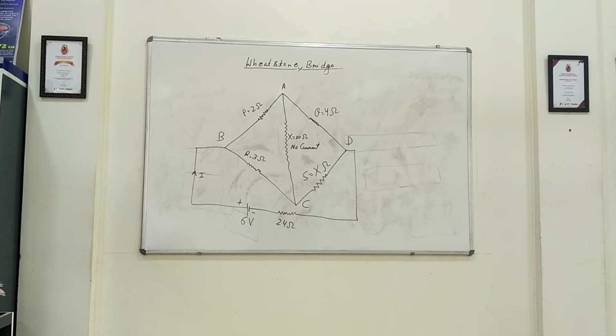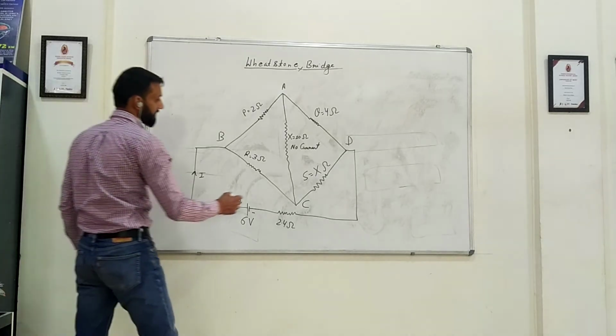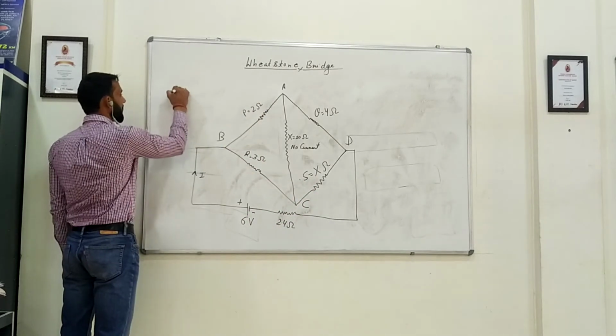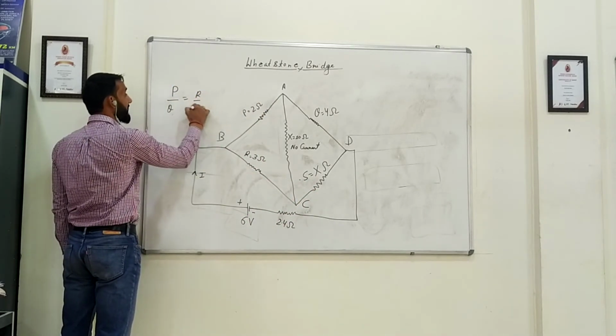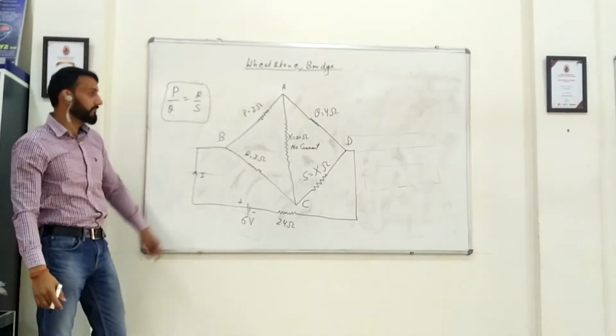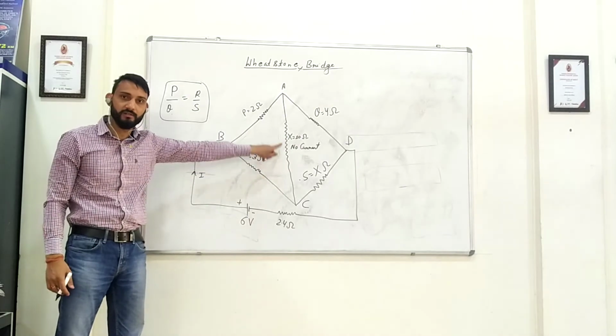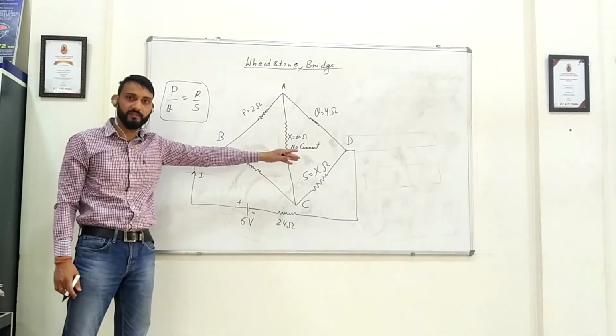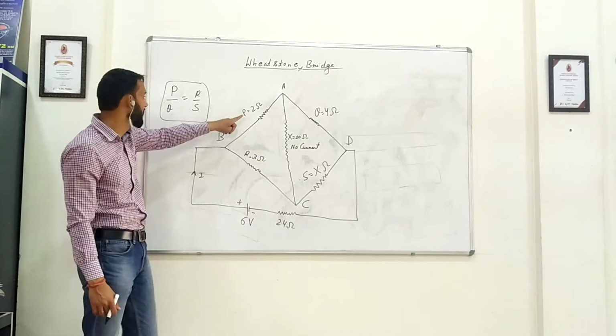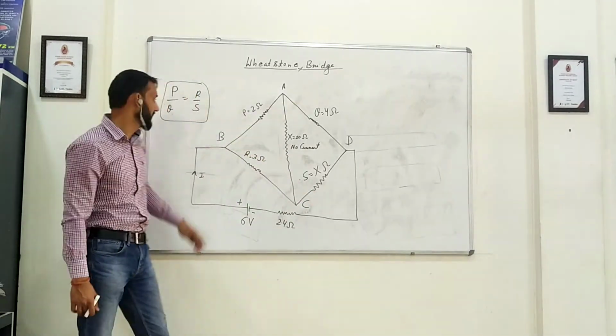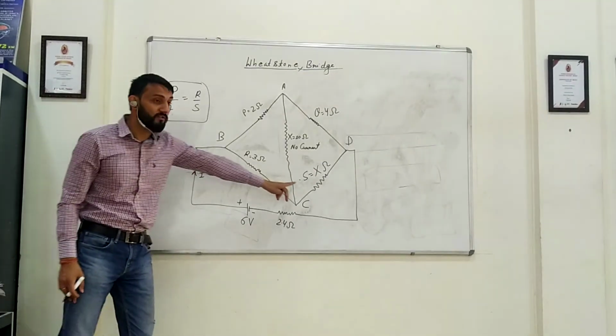So when no current is passing through this branch, it means the bridge is balanced. And when the bridge is balanced, what condition do we use? We use P upon Q is equal to R upon S, right? So for the first part, in order to calculate this, we will use P upon Q equals R upon S. Why am I able to use this condition? Because no current is passing through this branch, correct? So when no current is passing through this branch, the bridge is balanced, and it means P upon Q is equal to R upon S, right? So you will easily find the value of S.